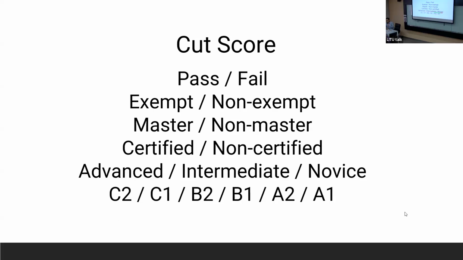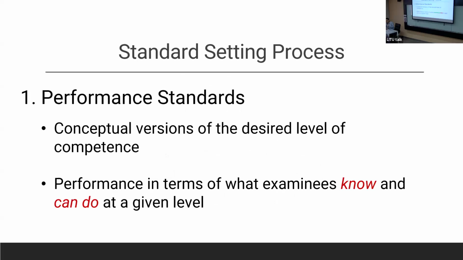Okay, what about this? So you have to make distinction among the CEFR levels. How many cut scores do you need? Count, please. 1, 2, 3, 4, 5. So we need 5. We need 5 cut points. Oh my goodness, right? See, it requires a lot of work. So how do you do this, setting cut points?